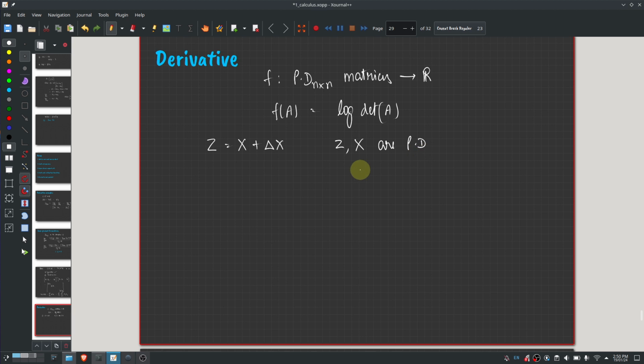Now, what properties do we know about positive definite matrices? Correct. So Y transpose Z Y should be strictly greater than 0 for all non-zero vectors Y, and Y transpose X Y should be greater than 0 for all non-zero vectors Y.